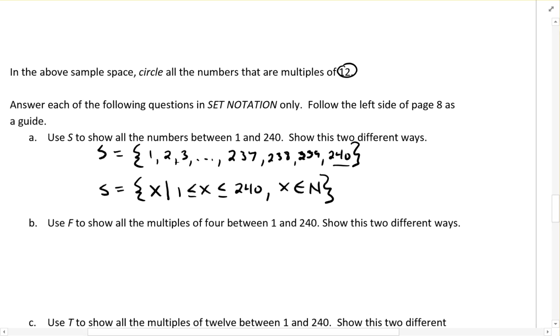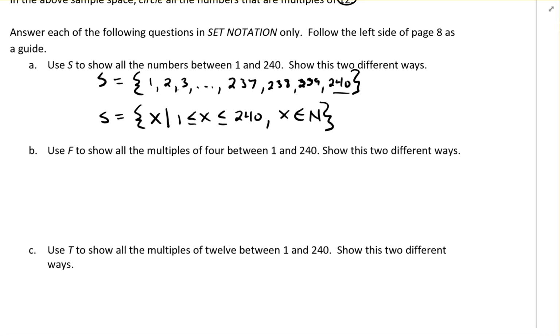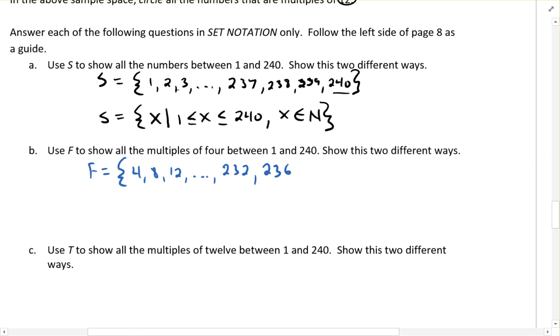I know that part kind of confuses people, but we'll work on it to get used to that idea. Okay, so now B says use F to show all the multiples of 4 between 1 and 240. So for that, we can say F, and then just show the first few here. So we could say 4, 8, 12, ... and then pick up close to the end here. 232, 236, 240. Okay, so that's what we got going on there.